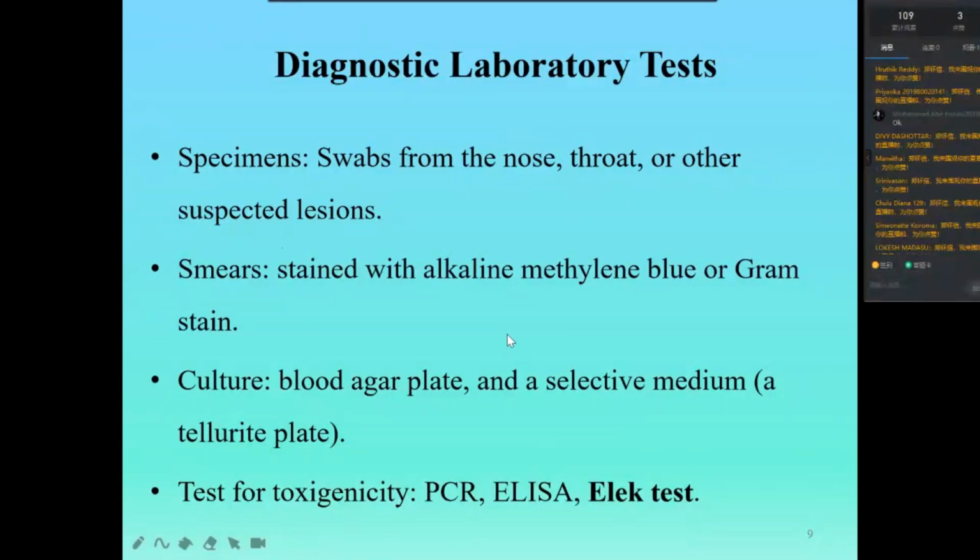If you want to culture the bacteria, you can culture on a blood agar plate or a selective medium containing tellurite. That's what we mentioned. If there is potassium tellurite, the bacteria will form black colonies or brown colonies. To test the toxigenicity, that means you want to detect the existence of toxin, you can use either ELISA or PCR to detect the toxin gene, or the Elek test. The Elek test is shown in the next slides like this.